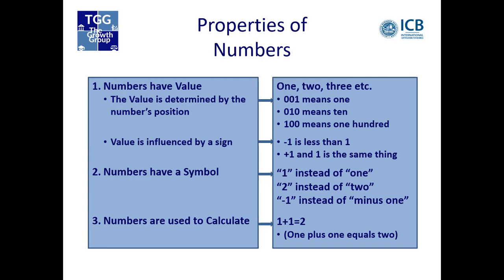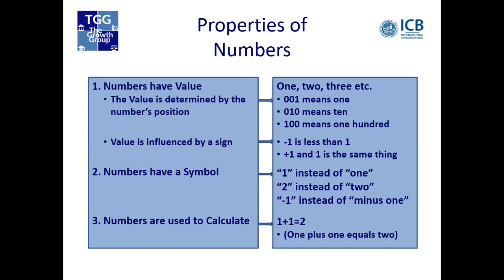Secondly, the value is influenced by a sign. So -1 will always be less than 1. And +1 and 1 is the same thing. So when a number is positive, we don't give it the positive sign, we just leave it as is. Then secondly, numbers have a symbol. So we don't write out the word one. We simply use the symbol 1. The same for 2 and the same there for -1, as I've showed you there on the right hand side.